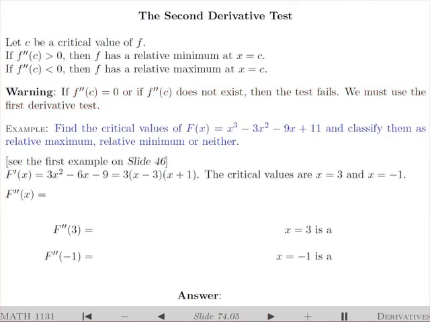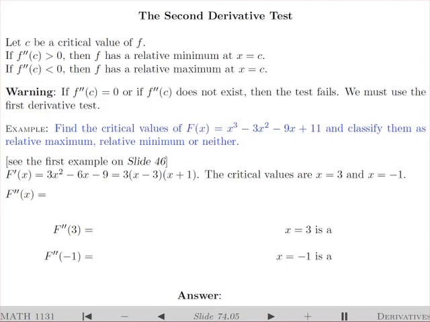Our first example is something where we've kind of done the problem, but we will do this using the second derivative test, so you can compare it to using the first derivative test. This is x cubed minus 3x squared minus 9x plus 11. It's easy enough to redo, so we can just find the derivative. That will be 3x squared minus 6x minus 9. It factors as 3 times x minus 3 times x plus 1. So the critical values are 3 and negative 1.